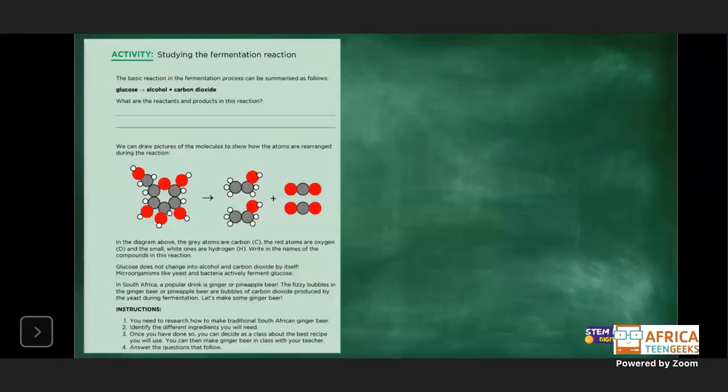So write in the names of the compounds in this reaction. We already have it above. Okay, so glucose does not change into alcohol and carbon dioxide by itself, right? So microorganisms like yeast and bacteria actively ferment glucose. In South Africa, a popular drink is ginger or pineapple beer. The fizzy bubbles in the ginger beer or pineapple beer are bubbles of carbon dioxide produced by the yeast during fermentation. And it says, let's go make some ginger beer.